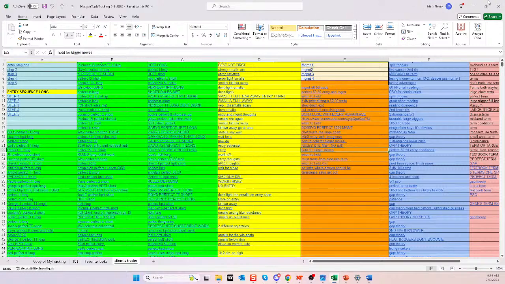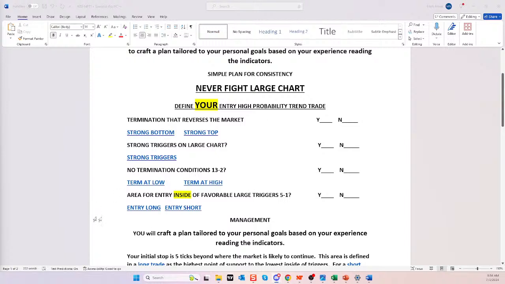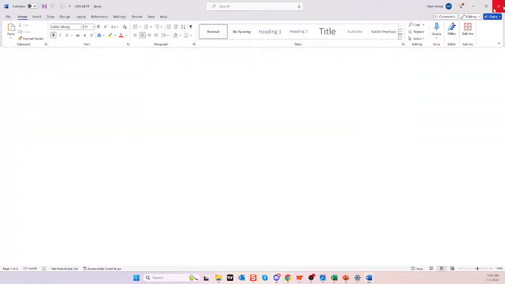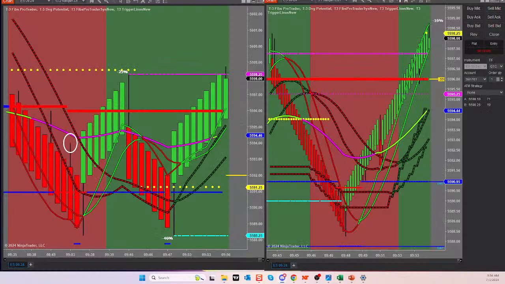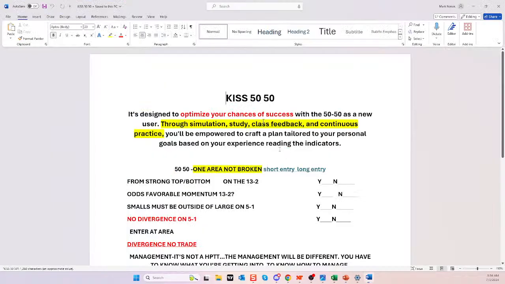That's it. Every day we talk about 3 rules and 2 charts. Every day I give you a way to take this trade the best of the best. And I also give you the KISS plan for the 50-50 trade, guys. The 50-50, the one area not broken, that potential to break trade. And this one, once again, I'm going to use that same language. This KISS plan for the 50-50 is designed to optimize your chances of success on the 50-50.